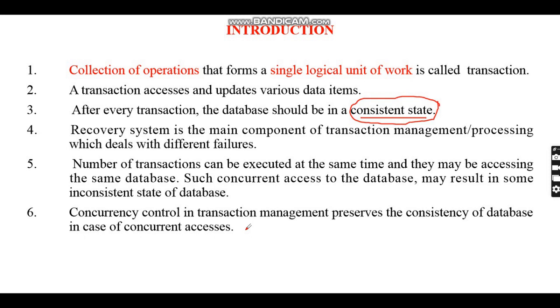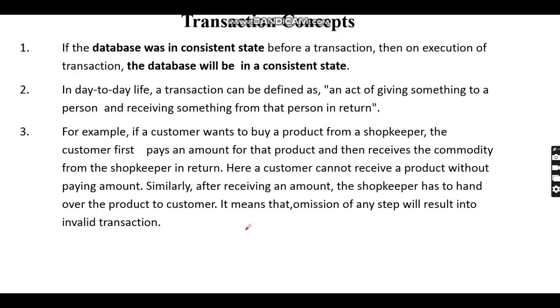So here it is telling that a collection of operations that forms a single logical unit of work, right, is called a transaction. जैसे कि हमने previous example में देखा कि deducting the balance from account A, right, this is a single logical unit. And this is what is called a transaction, right? And here we see that a transaction is definitely going to access and update various data items. After every transaction, the database must be in a consistent state, right? We are going to see the ACID properties and the meaning of consistent state in the coming videos, okay? And handling these transactions is the responsibility of transaction management, okay? So basically, next we are going to see transaction concepts over here.